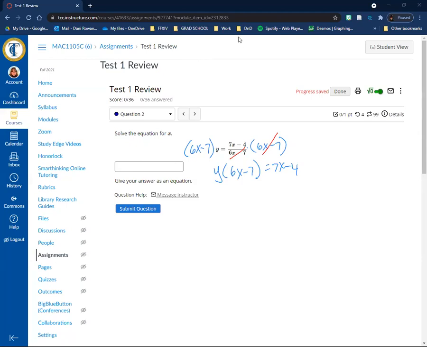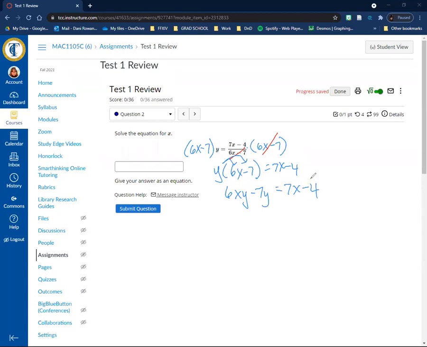Yeah, if you want to follow along, you might have different numbers, but you might be able to find this review on Canvas. Okay, what would the next step be? Distribute the y into 6x minus 7. You got it. Yeah, we got to distribute that y. So this becomes 6xy minus 7y equals 7x minus 4.